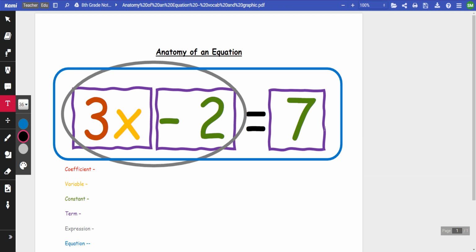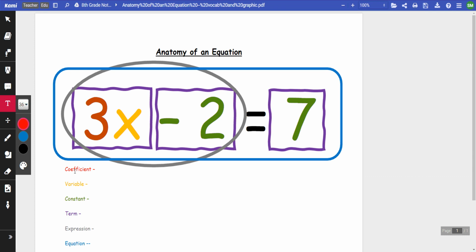Okay, so these are our guided notes for today, and we're going to go over some vocabulary and talk about what makes up an equation. So the first thing we're going to do is define coefficient.